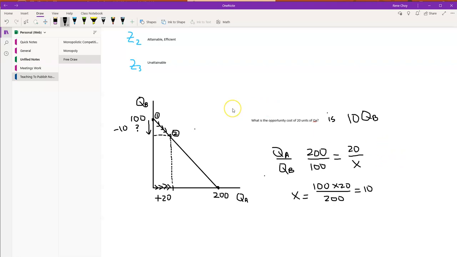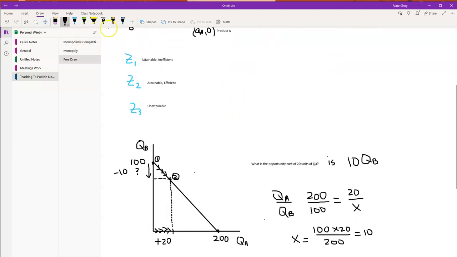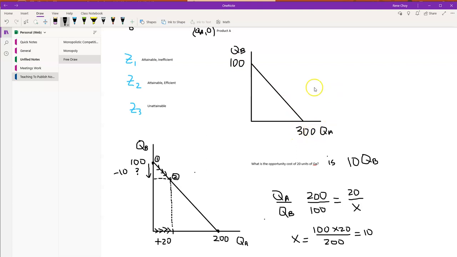All right, let's come up with another one. Let's set up our production possibility frontier again. This is still going to be QA, and this is still going to be QB. Let's say that now I'll put 100 here and 300 here. And I ask you, what is the opportunity cost of 30 QB?